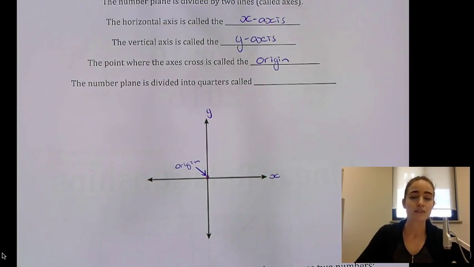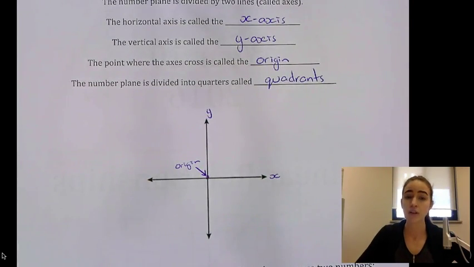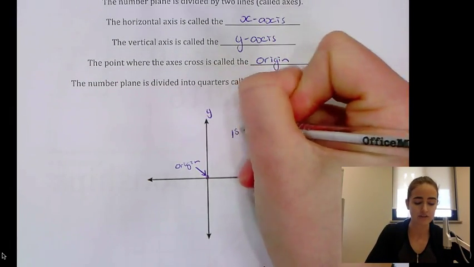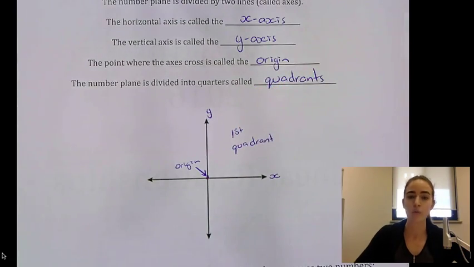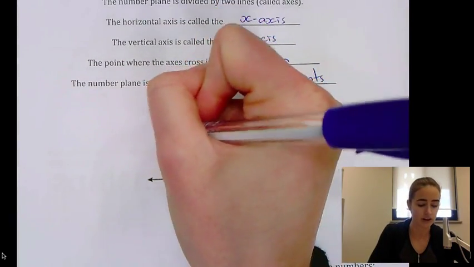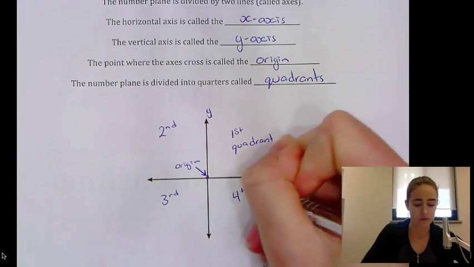Then the number plane is divided into 4 quarters, and we call those quarters quadrants. So we number them. This one here is our first quadrant. And then we work anti-clockwise. So we've got our second quadrant, third quadrant, and our fourth quadrant.